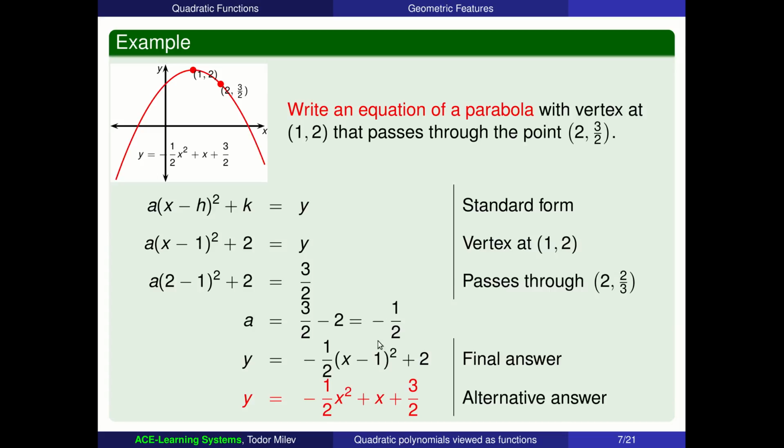And as you can see, this parabola has a negative leading coefficient. So as promised, it's a parabola that opens downwards.